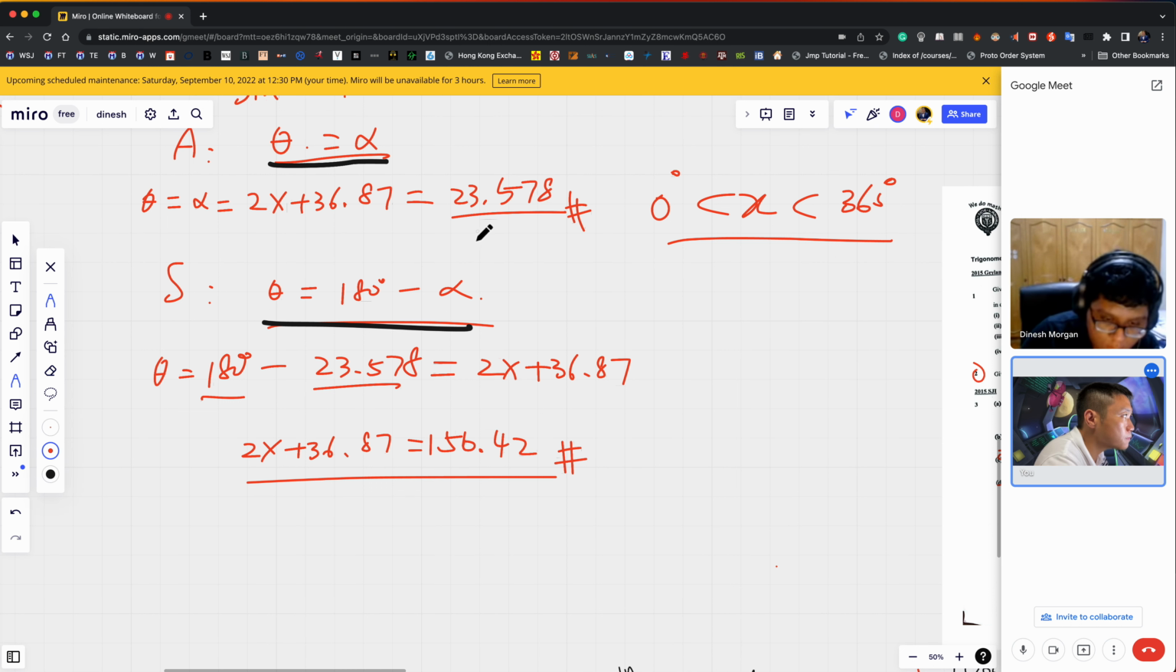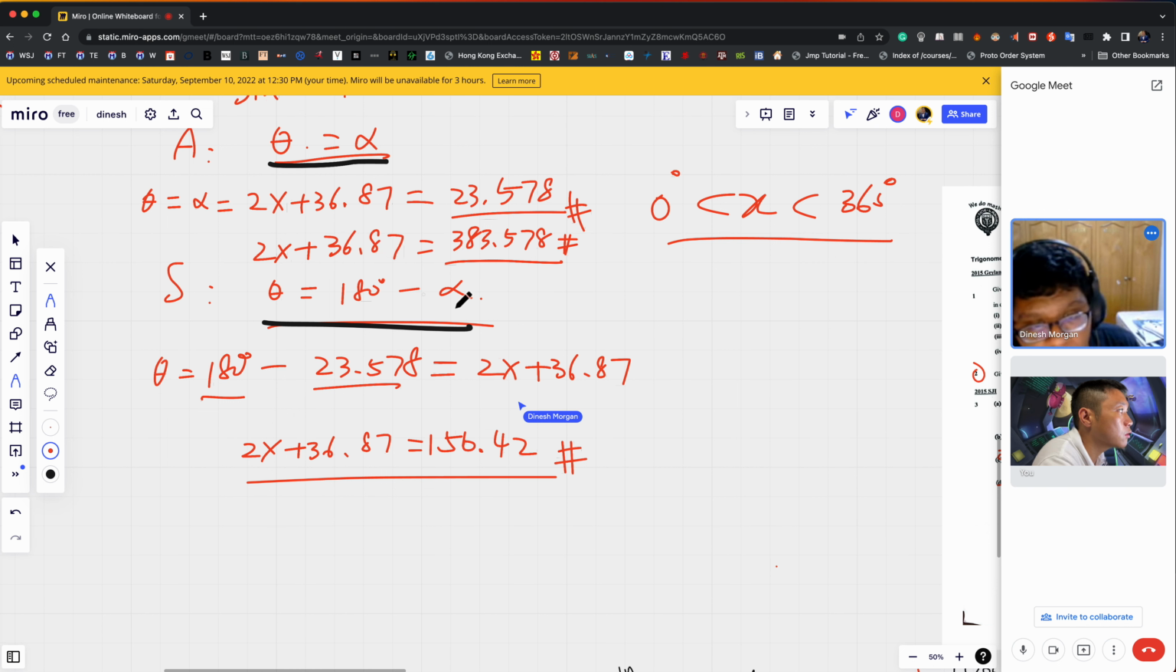this. So you add 360 to this. Okay. Add to this 23.578. And what do you get? 360 plus 23.578 is 383.578. So it's 2x plus 36.87 equal to 383.578.